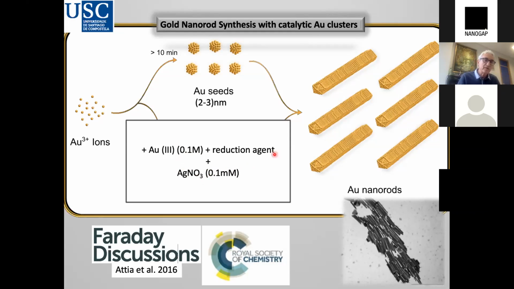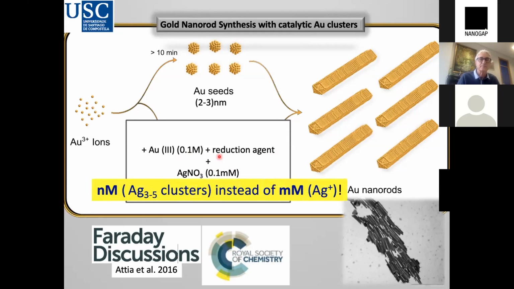So what we did was to introduce, instead of silver nitrate solution, clusters, and we obtained the same. We obtained nanorods. But instead of introducing millimolar of silver, we introduced nanomolar of clusters. So this means that what the silver ions do in the reaction is to form silver clusters, and these silver clusters catalyze the formation of these rods. They act preferentially on one particular plane of the seeds, and they form these nanorods.